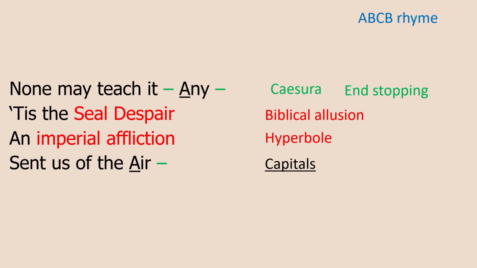And finally, "sent us an air." I just want to let you know that I'm not making typing mistakes when I put "Any" and "Air" in capitals. Dickinson doesn't seem to follow the standard grammatical rules of capital letters and full stops. Instead, she tends to put capitals on words that she wants you to really focus on and contemplate. So "Seal", "Despair" is capitalised, "Air" is capitalised.